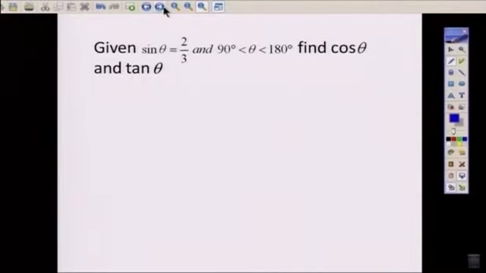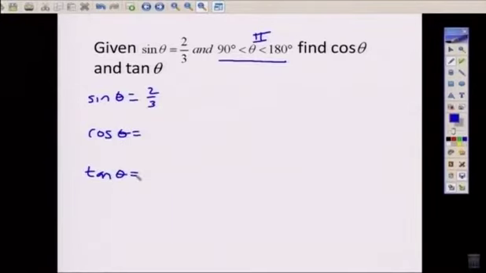Okay, so to use these identities now, we're given that sine theta is equal to 2/3. And we are also given that theta is between 90 degrees and 180 degrees, which is quadrant 2. So they're asking you to find cosine theta and tangent theta. So using your identities, see if you can find cosine theta and tangent theta.